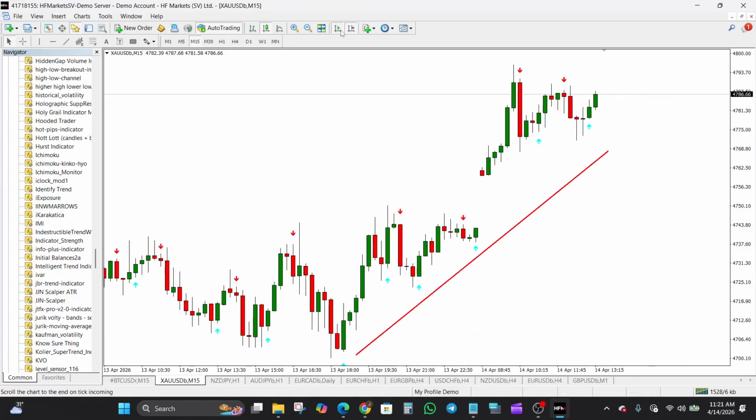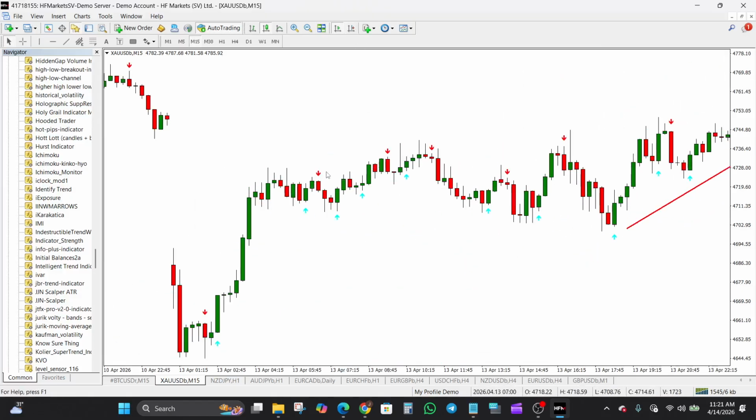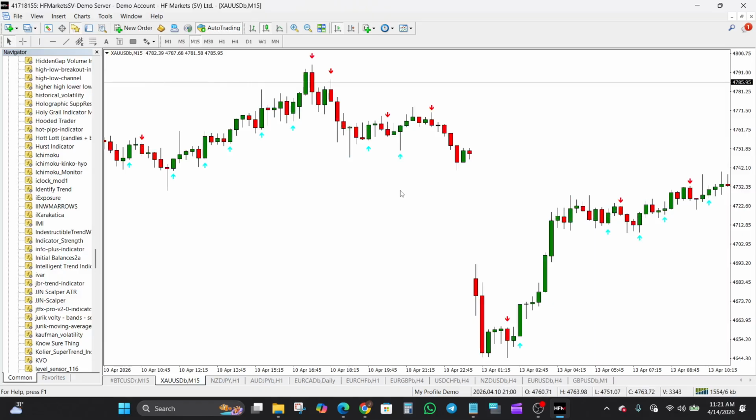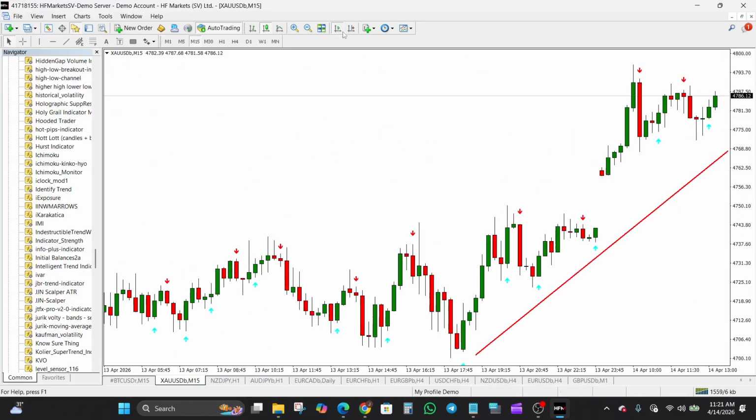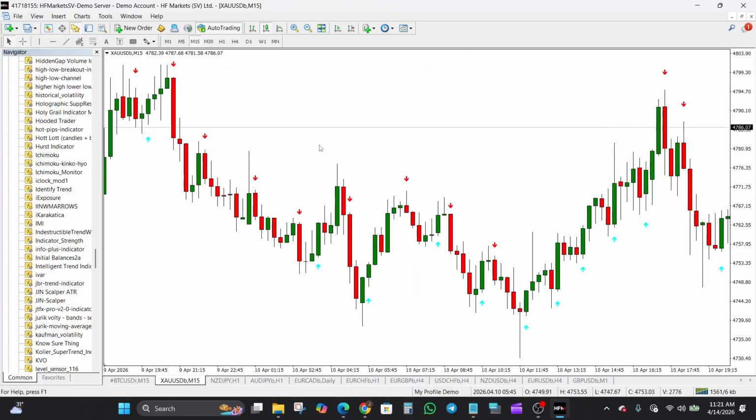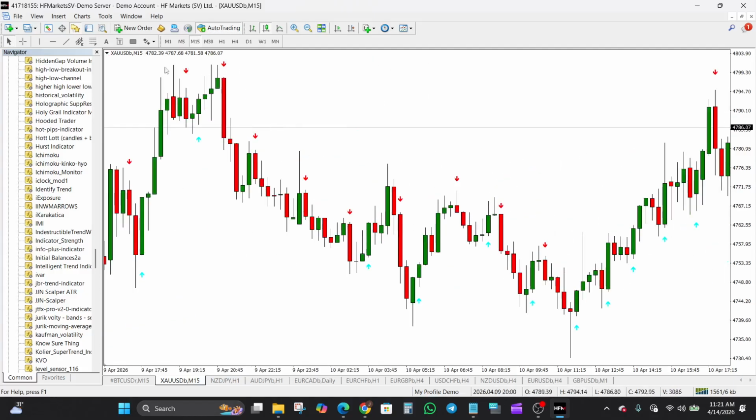On the other hand, when you have a sell signal, a bearish trend, you can look out for the appearance of the downward red arrows. Once the downward red arrows appear, get your confirmations, and then you can proceed to execute your sell trade. So, like I said, the signals are pretty straightforward.